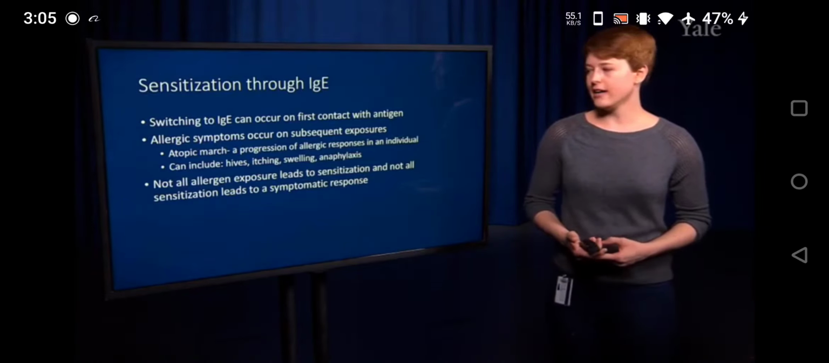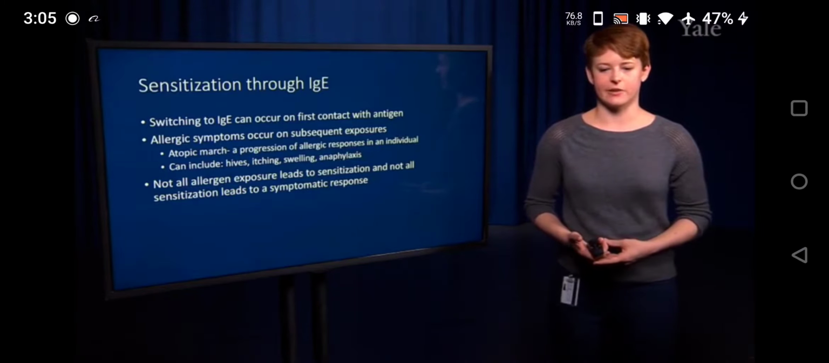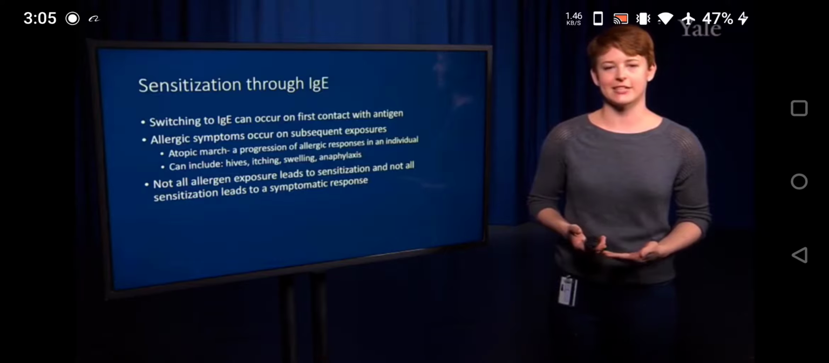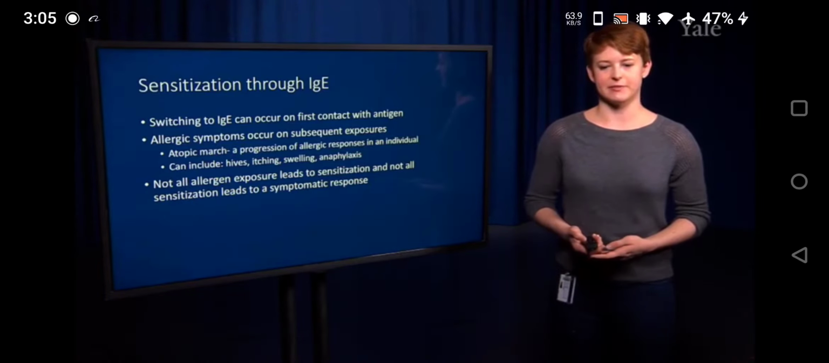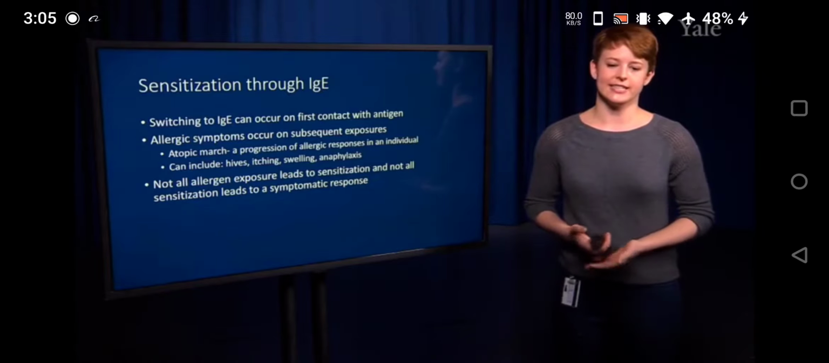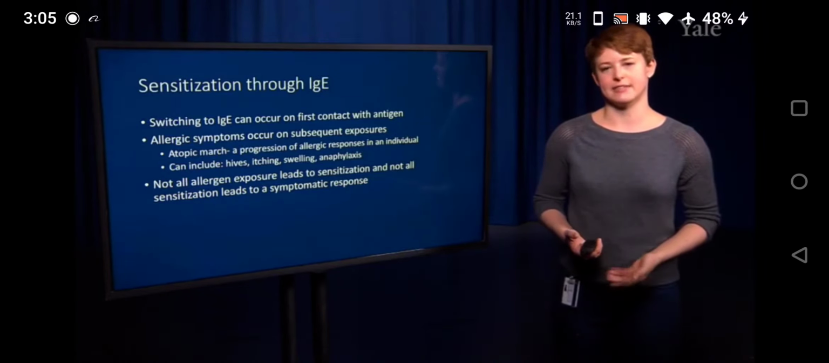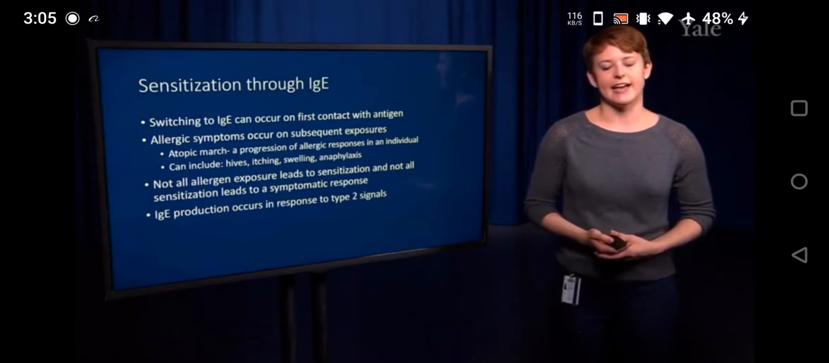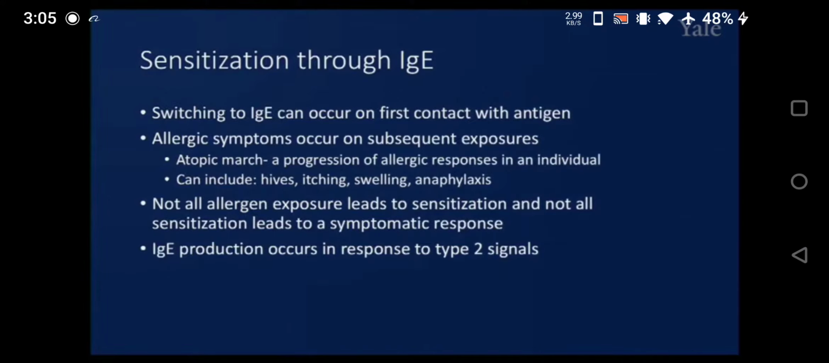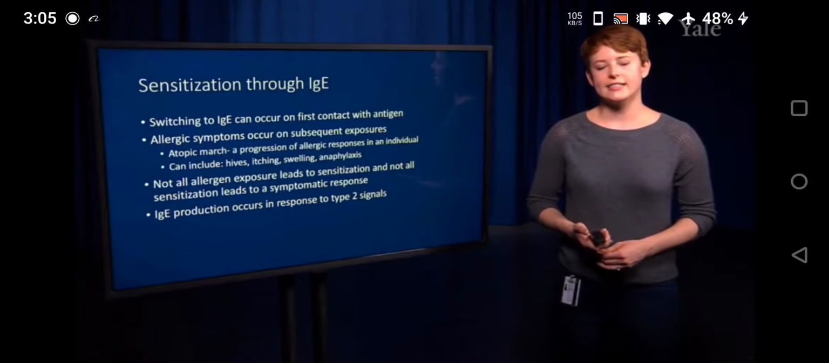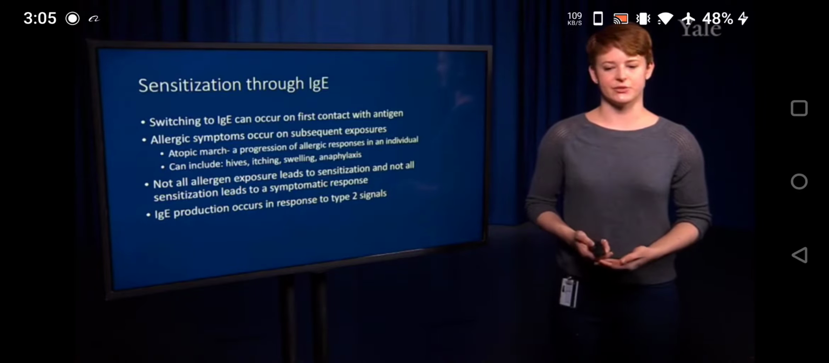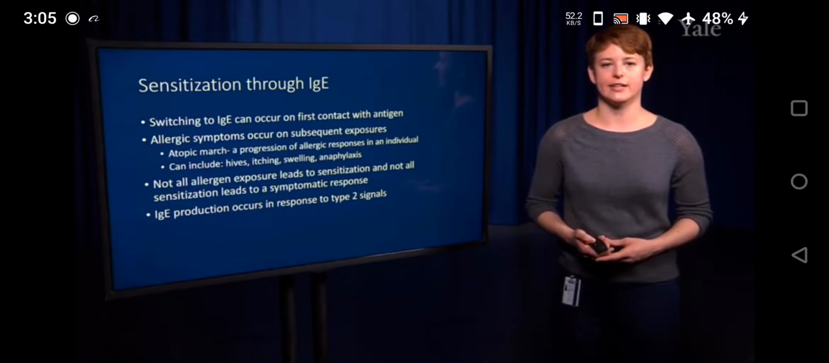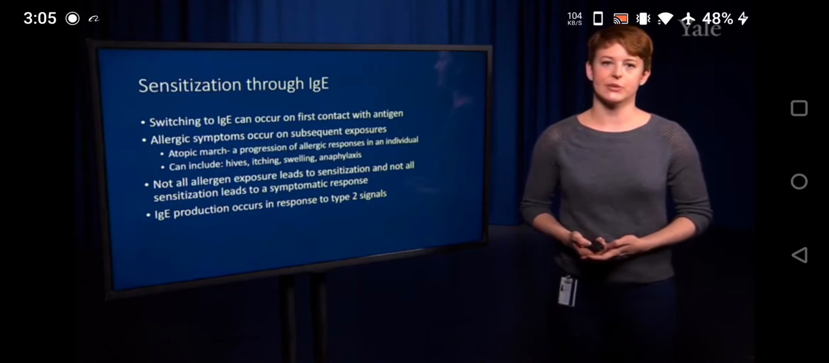So not all allergen exposure leads to sensitization, however. Every person who comes into contact with an allergen, for example, peanuts, does not become sensitized and mount an allergic response to this. And also, not all sensitization leads to a systemic symptomatic response. It's possible that individuals can have IgE produced to an antigen, but they will not have symptoms when in contact with that allergen. And IgE production is really occurring in response to type 2 signals. So a type 2 immune response will skew B cell class switching towards an IgE response.